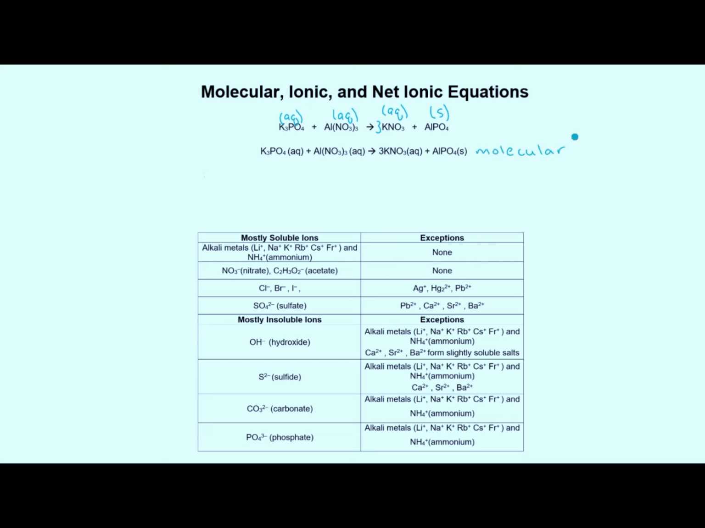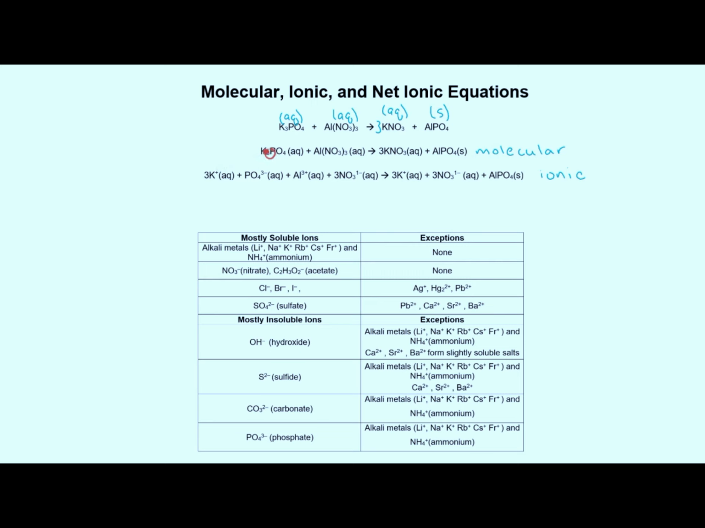Let's go from our molecular equation to our ionic equation. And the way we do this is we take all of the soluble salts and we're going to break those apart into their cations and anions. So here we go. This is our ionic equation. Let me show you how I got all of this. Potassium phosphate, because it is soluble, it breaks apart into potassium and phosphate.